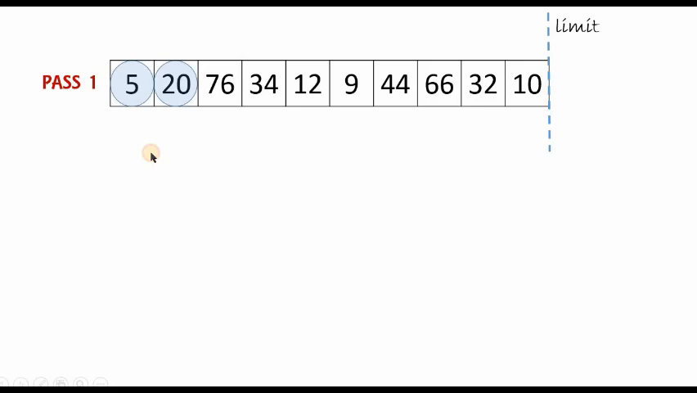After swapping, I go to the next two elements, 20 and 76. These two are in order, so I go to the next two elements. Now they are out of order, so I need to swap. Then the next two elements, again they are out of order, swap them. Next we have 76 and 9, out of order, swap.